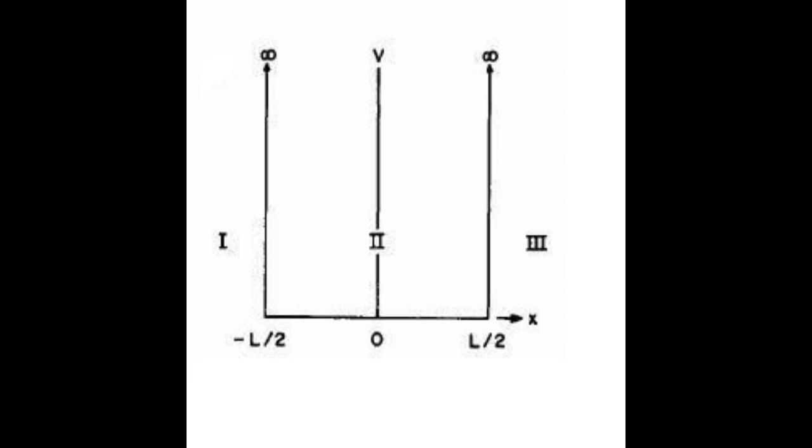In a finite potential well, the potential energy outside the box is variable. Its explanation is that in a finite potential well, the potential energy of the particle outside the box is a finite constant, unlike the infinite potential well, where the potential energy outside the box was infinite.